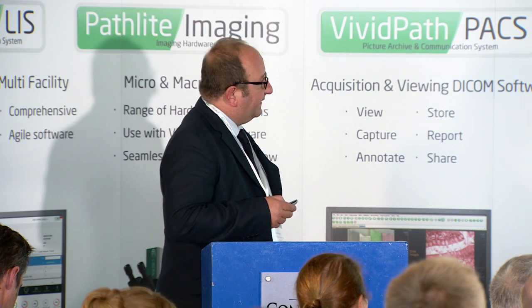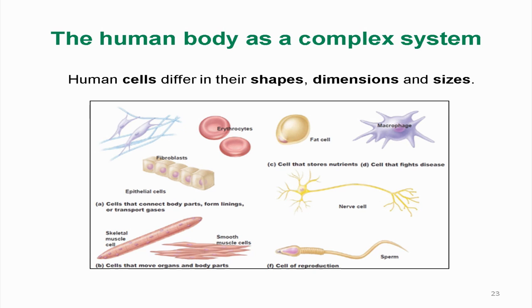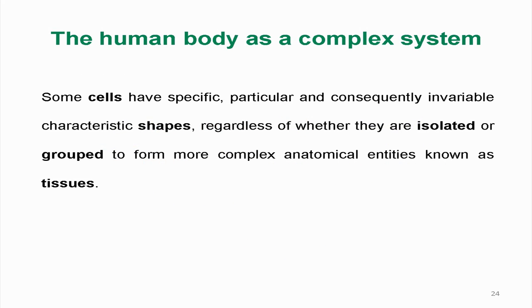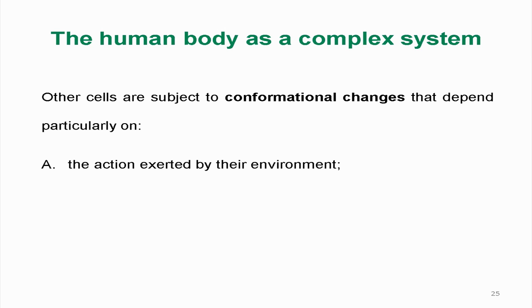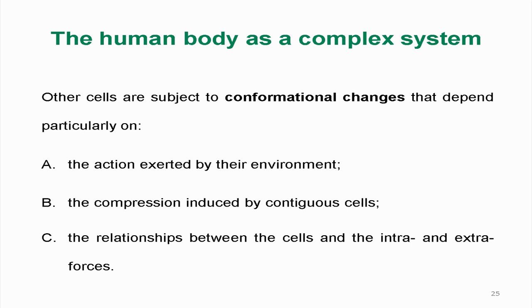We know that human cells differ in their shapes, dimension, and size, but some cells have specific, particular, and consequently invariable characteristic shapes, whether they are isolated or grouped to form tissue. Other cells are subject to conformational changes that depend on the action exerted by the environment, the compression induced by contiguous cells, the relationship between the cells and the intra and extra force.